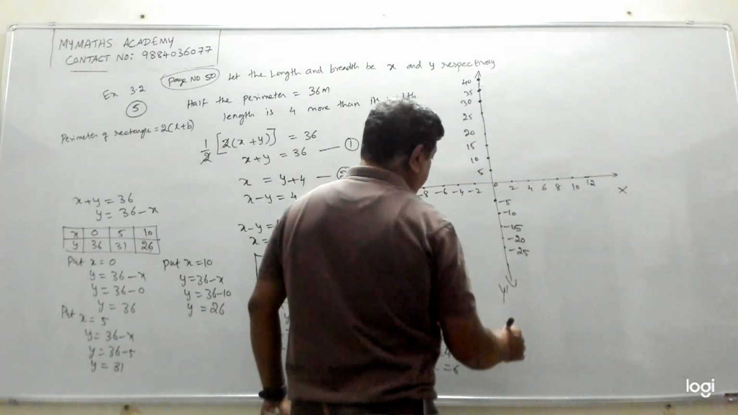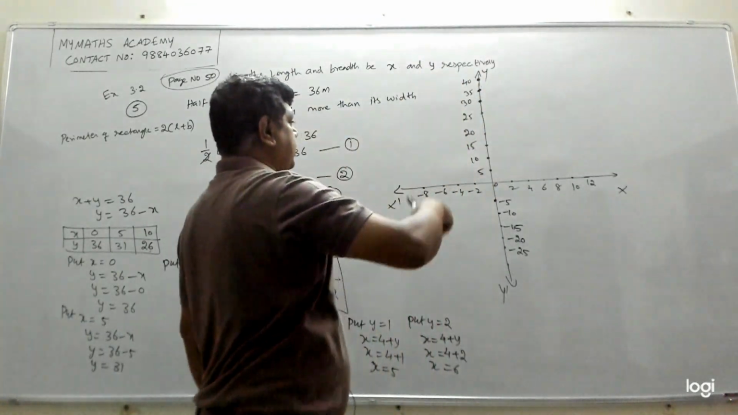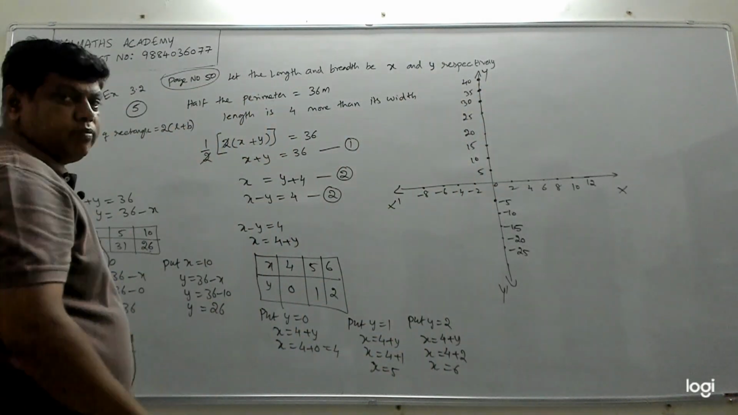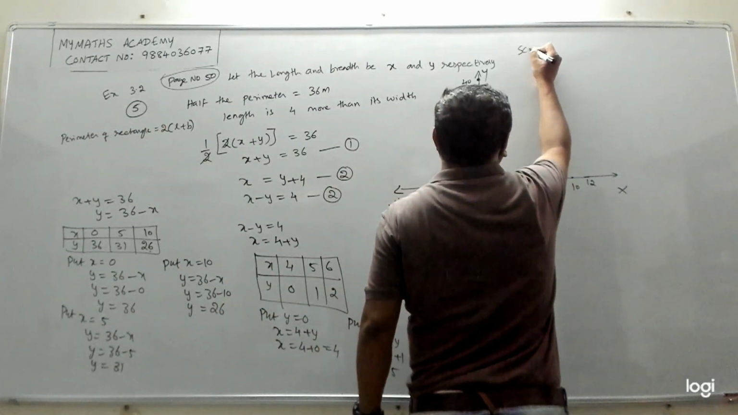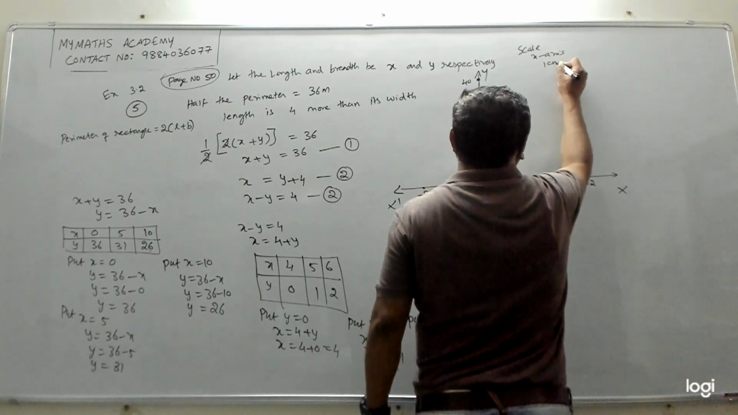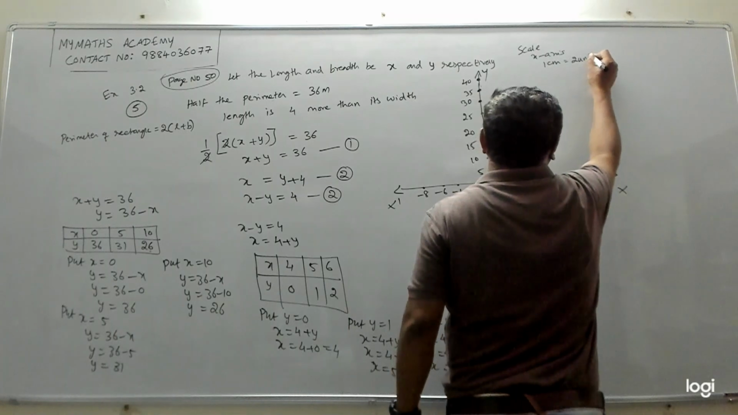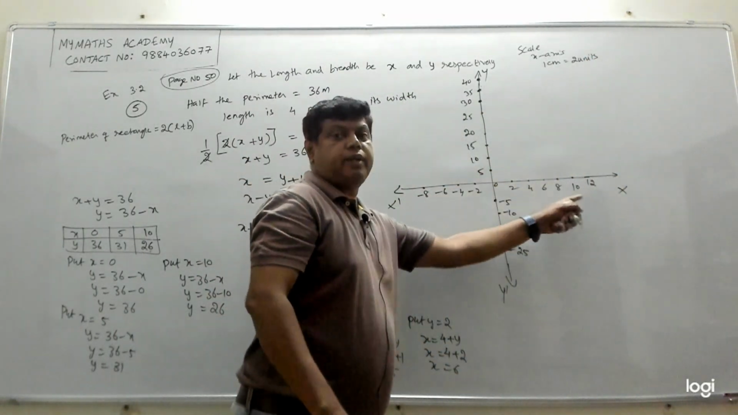This is your negative y-axis. That is your positive y-axis. Positive side of the y-axis. Now we should plot the graph. You have to put this. So we write the scale. The scale is what? Scale is x-axis 1 centimeter equal to 2 units. Because we have taken 2, 4, 6, 8. So it is 2 units.